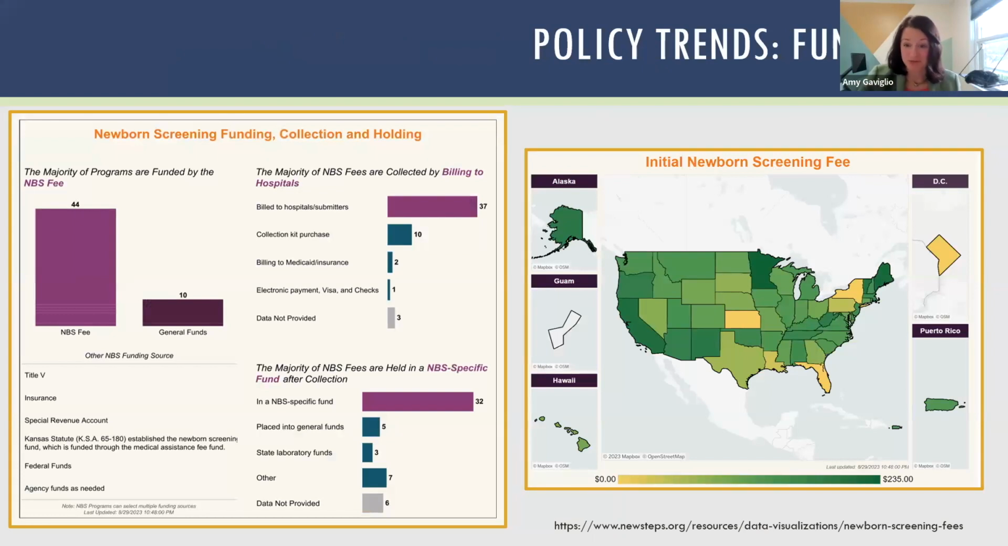So speaking of resource allocation, can't talk about newborn screening policy without talking about funding needs. So most newborn screening programs generate their revenues through the sale of the newborn screening kit or filter paper cards. And often the price of these cards is set via legislation, rules and regulations, or administrative code.